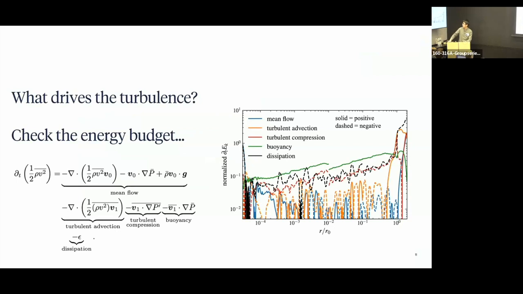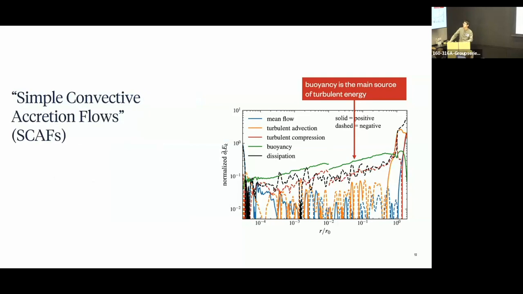And at the end of the day, what we found is that the dominant source of kinetic energy injection is due to this buoyancy term. In other words, this turbulence is driven fundamentally by convective instability. So that's why we have this term, simple convective accretion flows. Really, it should be called convection-dominated accretion flows, but the name is already taken.